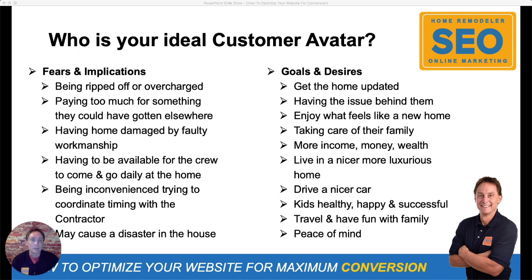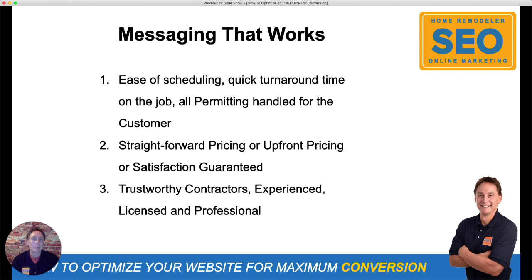Maybe they're looking to increase their home's value ahead of an upcoming sale. What is it about their proposed renovation that will give them peace of mind? Understanding exactly what is driving their decision to remodel is key, so you can base your message and dialogue around that. So it's critical that you're crafting your messaging around those factors.